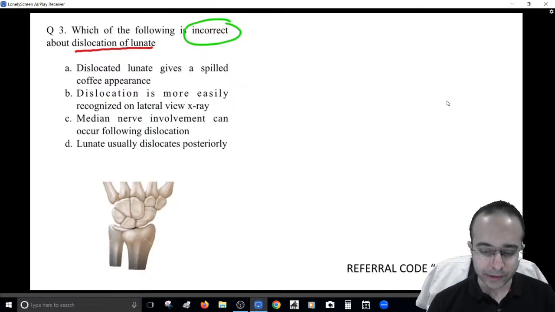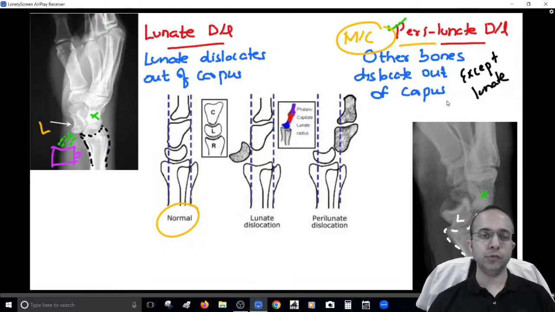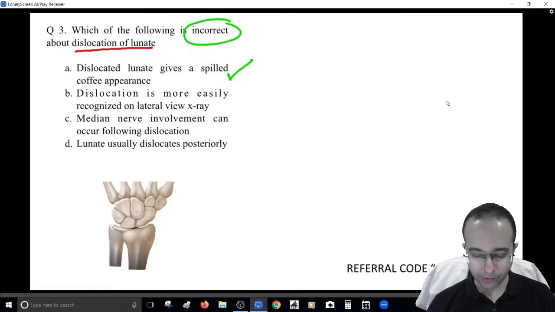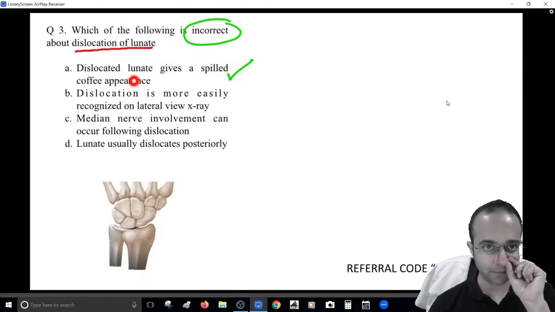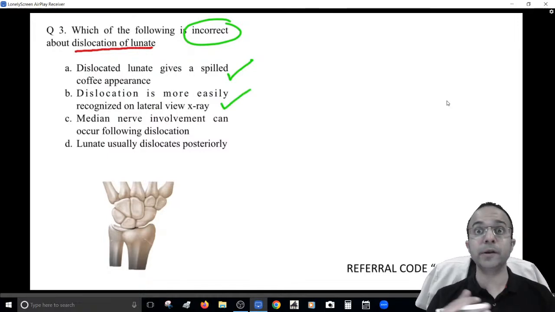Dislocated lunate gives a spilled coffee appearance. Yes. See here. Look at this lunate. You can very well see it's looking like a teapot, as if, you know, someone can pour some tea into a cup and drink. So dislocated lunate is very well giving you that spilled coffee or spilled tea sign. Dislocation you can pick up in the lateral view very easily, and you can even decide whether it's a lunate or perilunate dislocation.